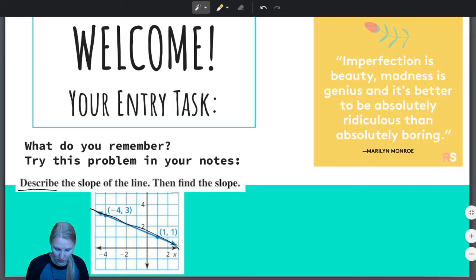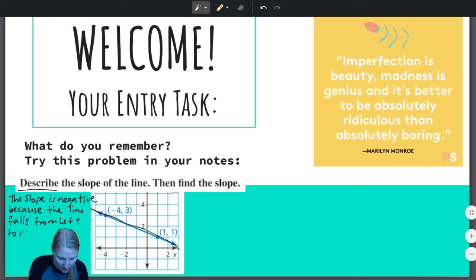So when we describe it, we say the slope is negative because the line falls from left to right. So the slope is negative because it falls from left to right. Okay, now find the slope.